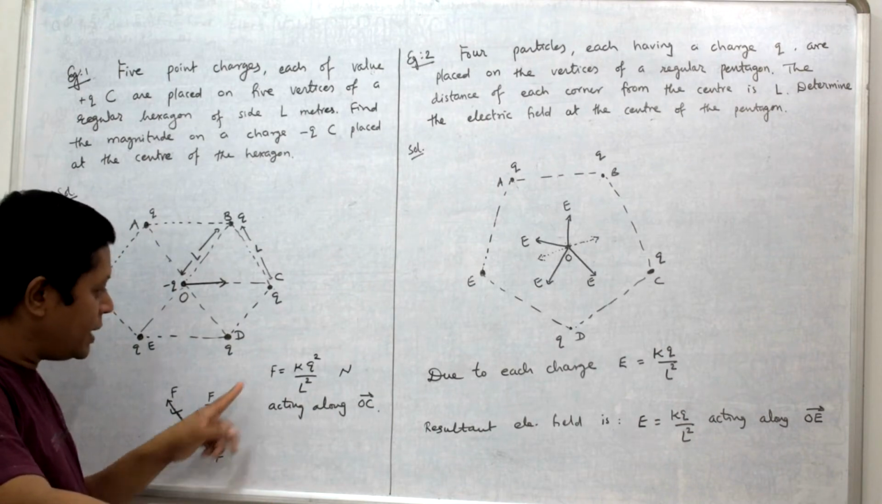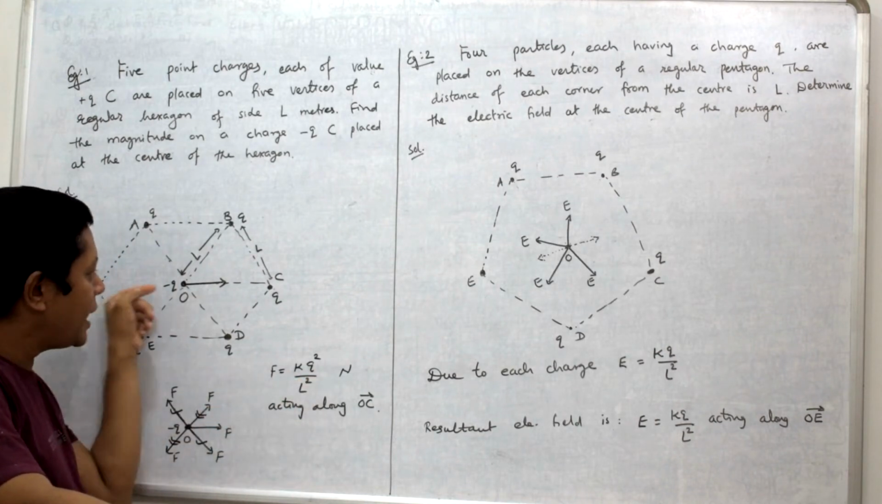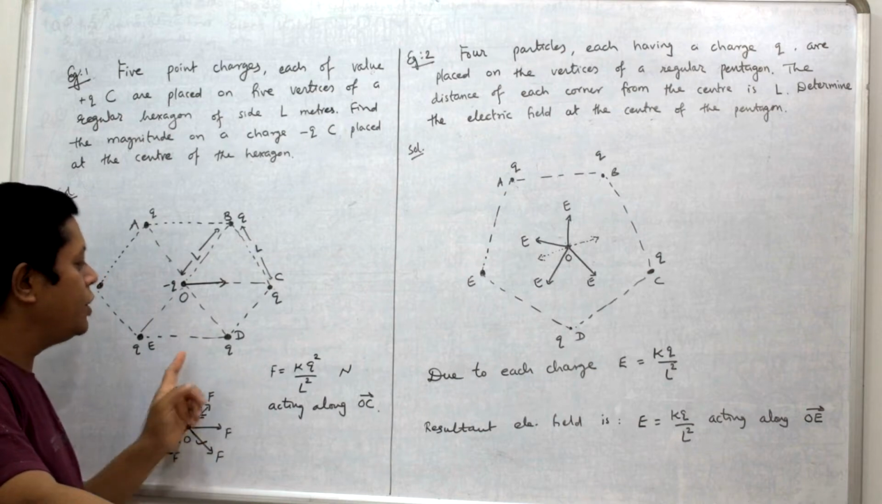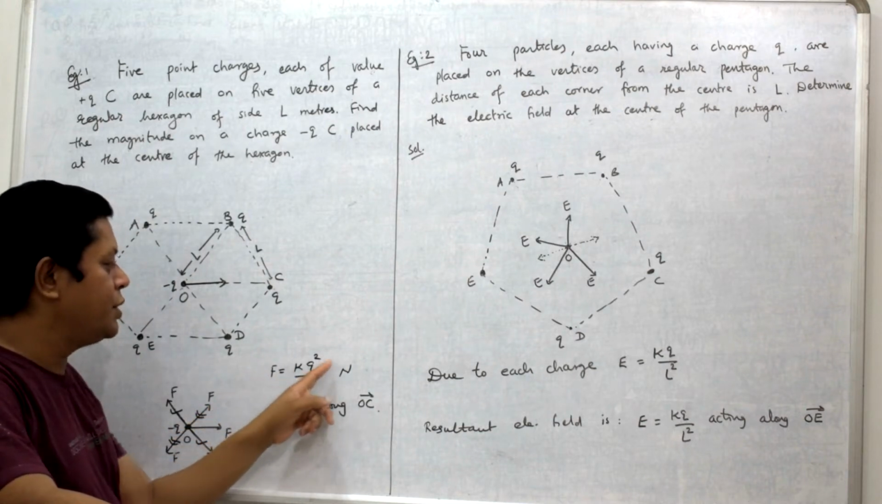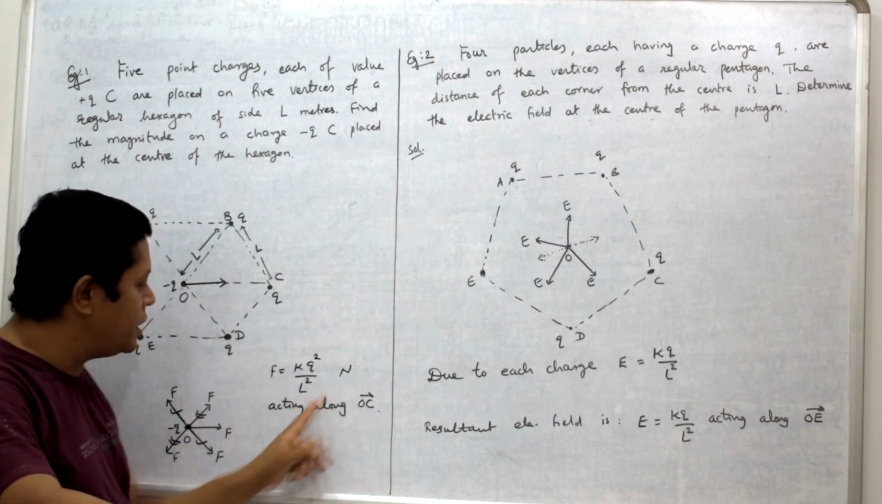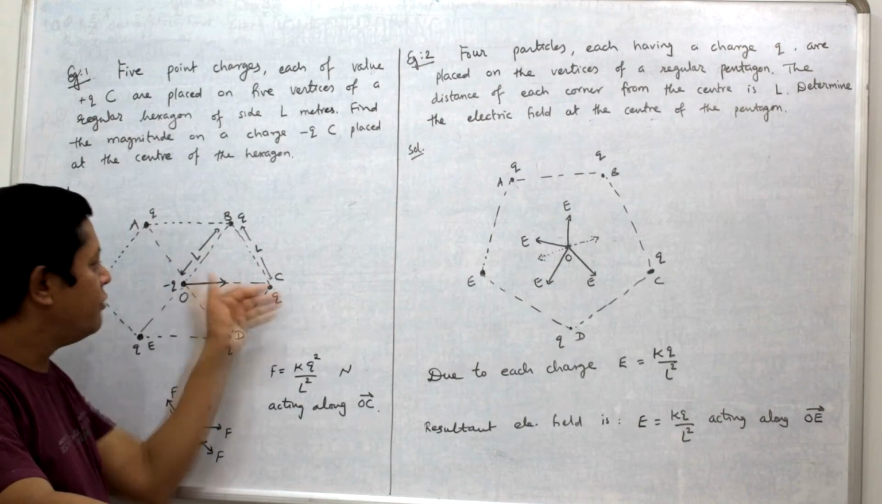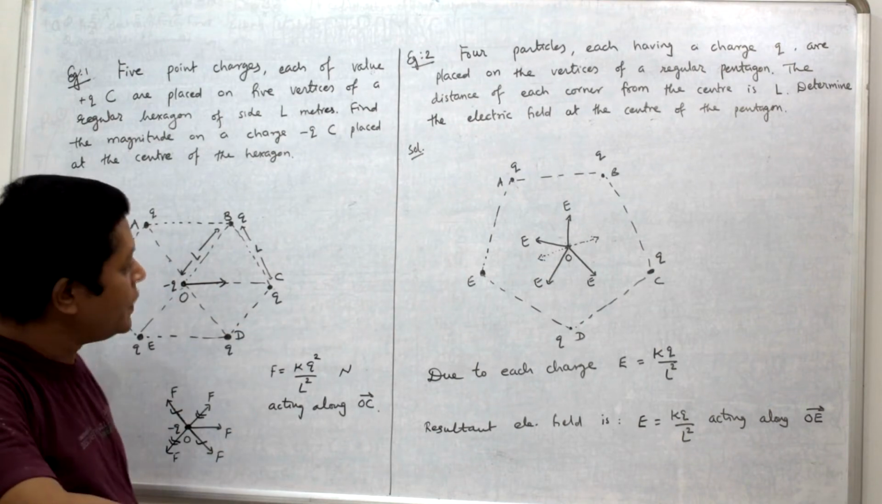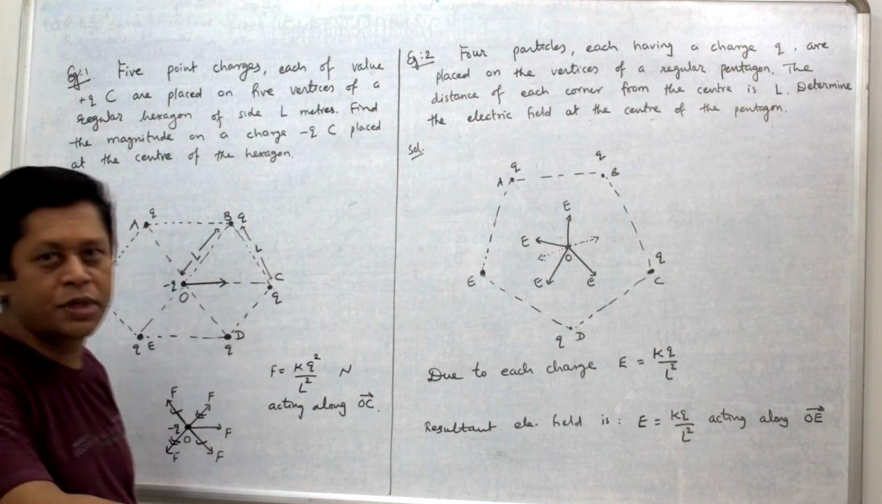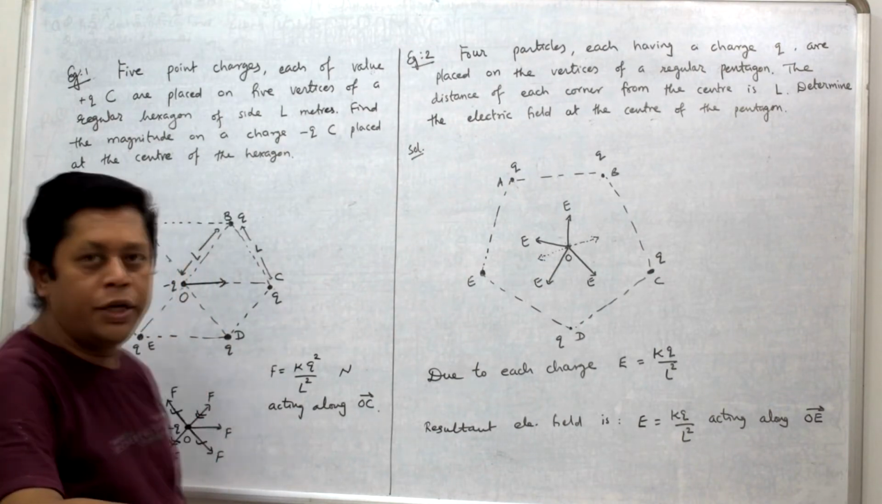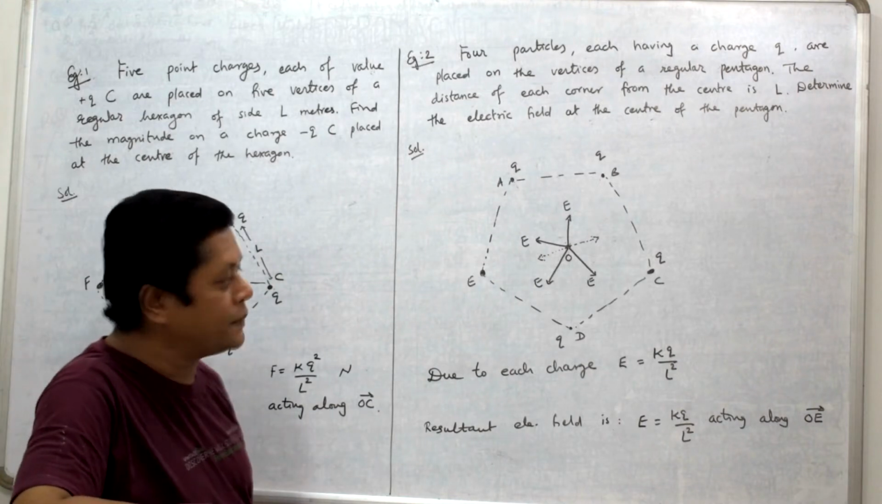What is the value of this? That is kq square by L square, and it is acting along the direction of C. So we can say the magnitude of force is kq square by L square Newton acting along vector OC. Okay, so this way you can find the force acting on any charge due to a system of charges.